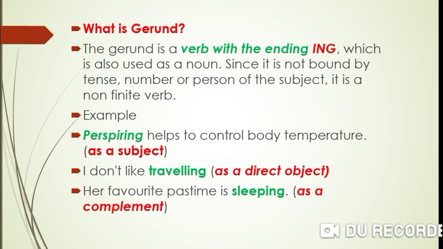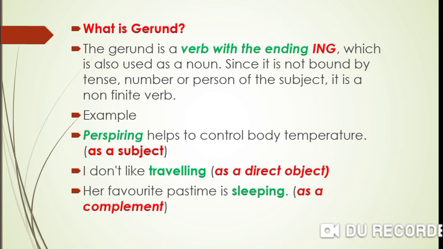So here it is working as an object. Next example is, her favorite pastime is sleeping. My hobby is playing cricket, like that. So in this case we can see that here sleeping, or my hobby, or my favorite pastime, these are not objects. You can't say that they are objects.